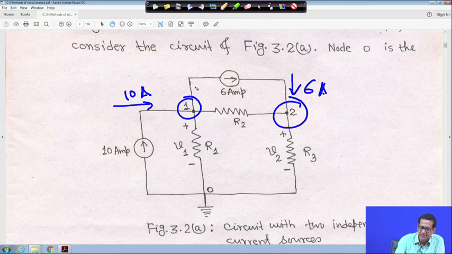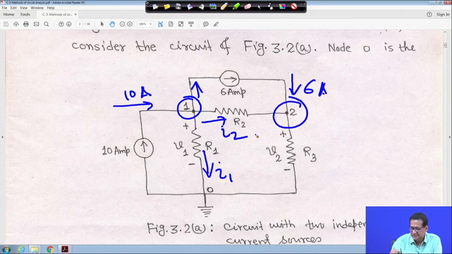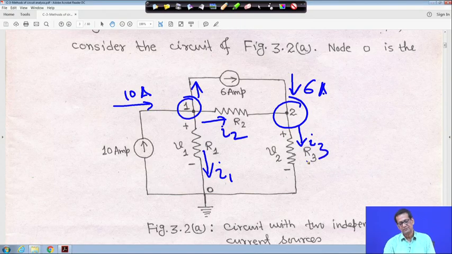That means this 6 ampere current is leaving node 1 to this side, and suppose this is another direction of the current, I 1. Suppose this is my I 2, and this current through R 3 is I 3. So we are marking 3 currents.